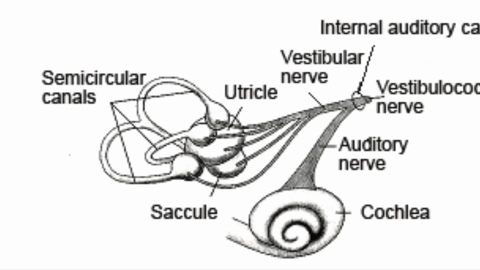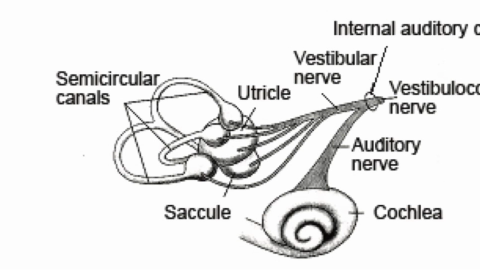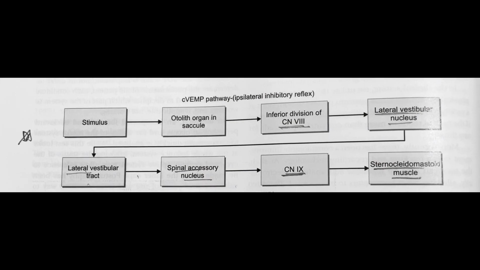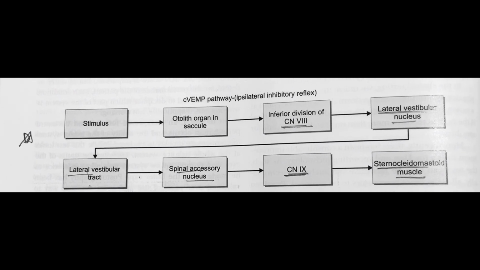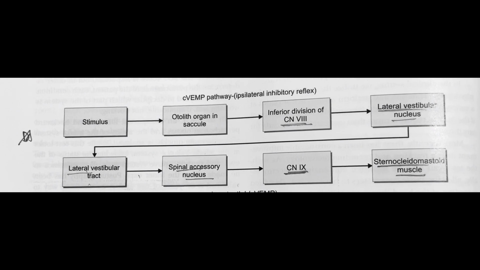During a VEMP test, a stimulus such as a tone burst, forehead tap, or auditory clicks is presented to the patient. Short-latency responses are then measured: cVEMPs from the sternocleidomastoid muscle and oVEMPs from the inferior oblique or extraocular muscles.